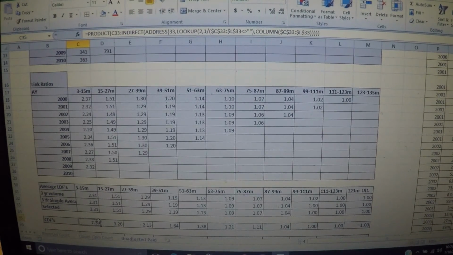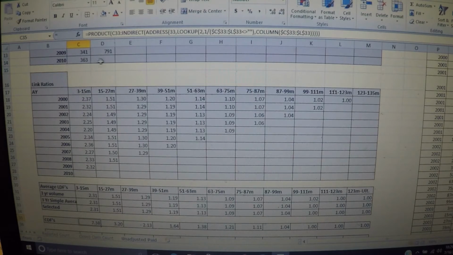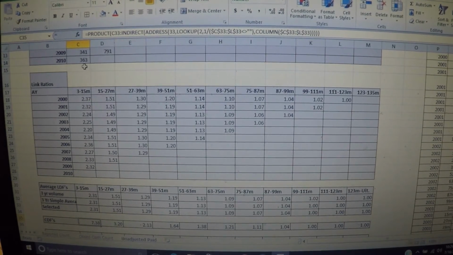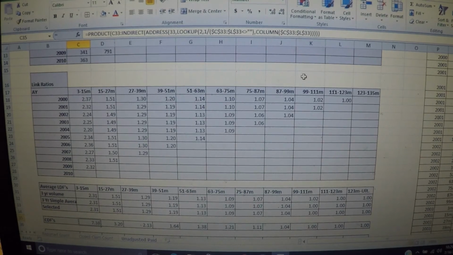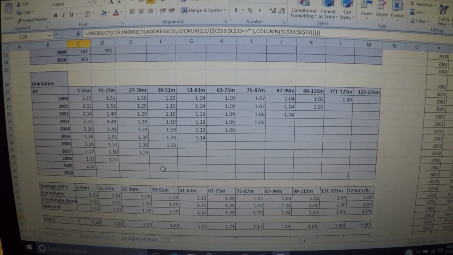This 7.38 is the developmental factor, which will give me an estimate of the reported losses for accident year 2010. I want to know what they're going to be at the end, once they're fully developed, that's what that will give me. So I hope that makes sense.